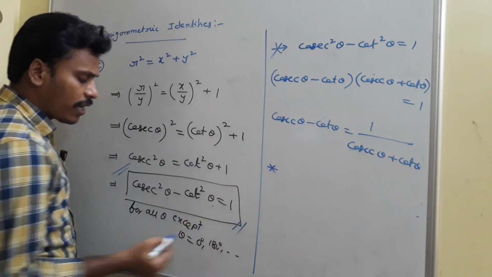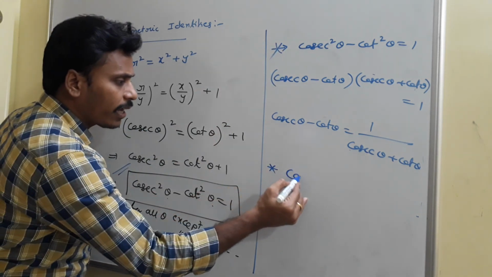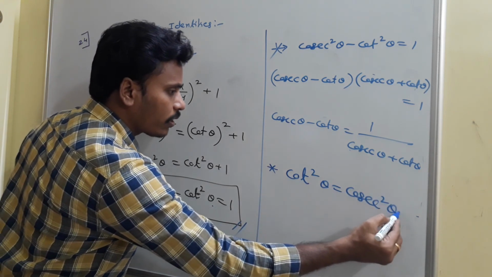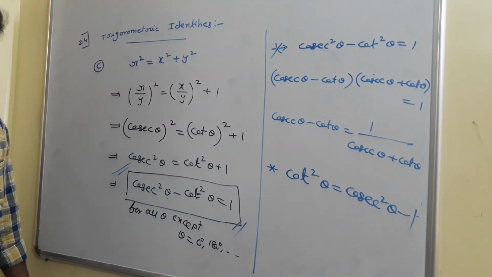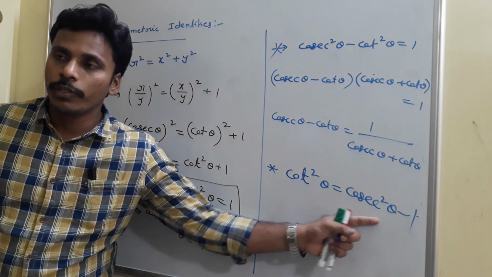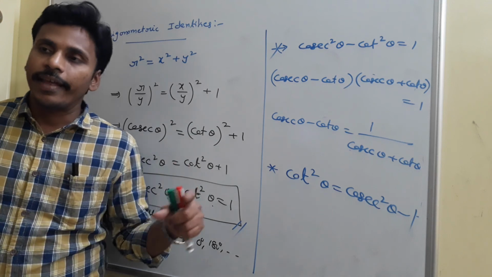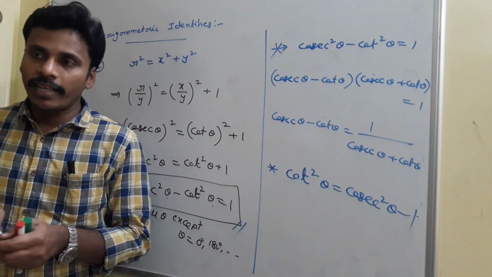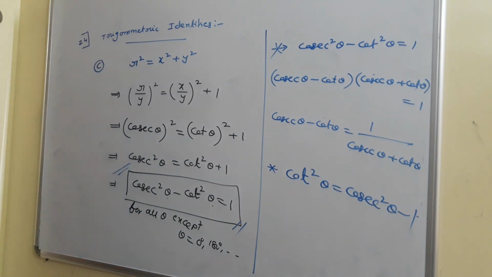And one more relation is that I will rewrite it like this: cot square theta is equal to cosecant square theta minus 1. Again, as we mentioned in the previous cases, you just use a square minus b square and split it to get a relation. Have a look at this, and this is the third identity. At the end, we have three identities: sin square theta plus cos square theta is equal to 1, secant square theta minus tan square theta is equal to 1, and cosecant square theta minus cot square theta is equal to 1.